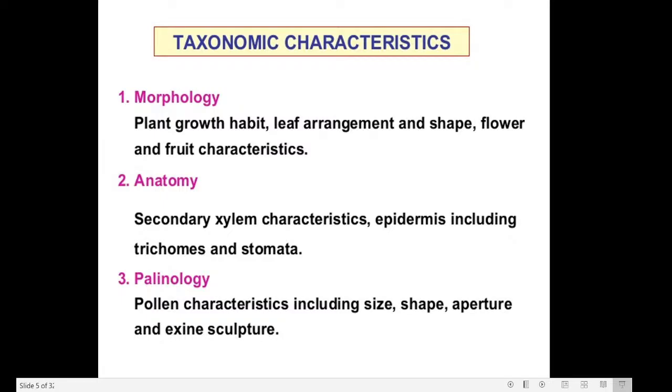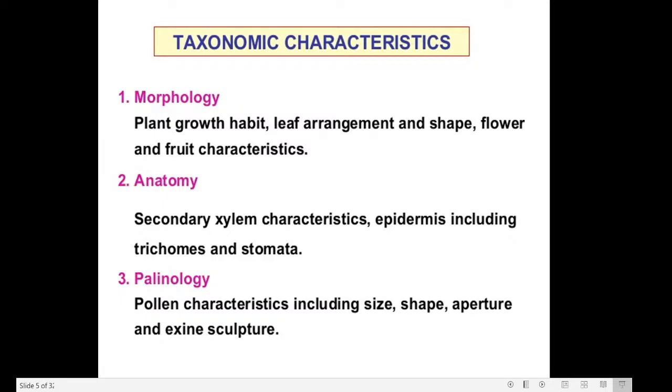It's blooming in the morning, sometimes blooming in the afternoon, those characteristics. Then fruit characters: sweet, bitter, various tastes are there. Okay, and next thing is anatomy. Secondary xylem characteristics. Xylem characteristics is the internal stem.